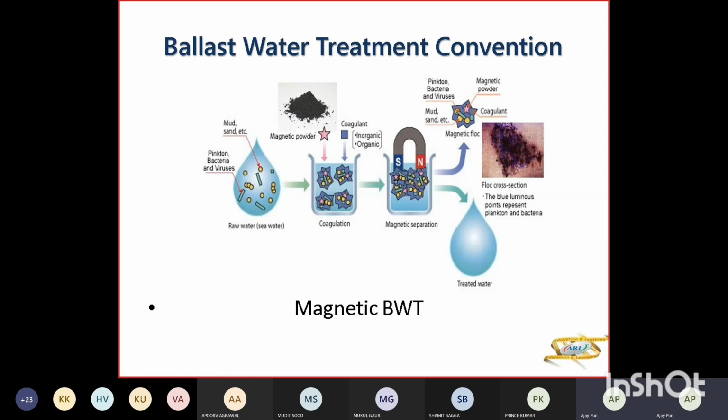Then this is magnetic ballast water treatment. So here you have sea water which has got like mud and sand. You're putting magnetic powder here, and there's an inorganic coagulant which sticks them together. So by magnet you can separate them.